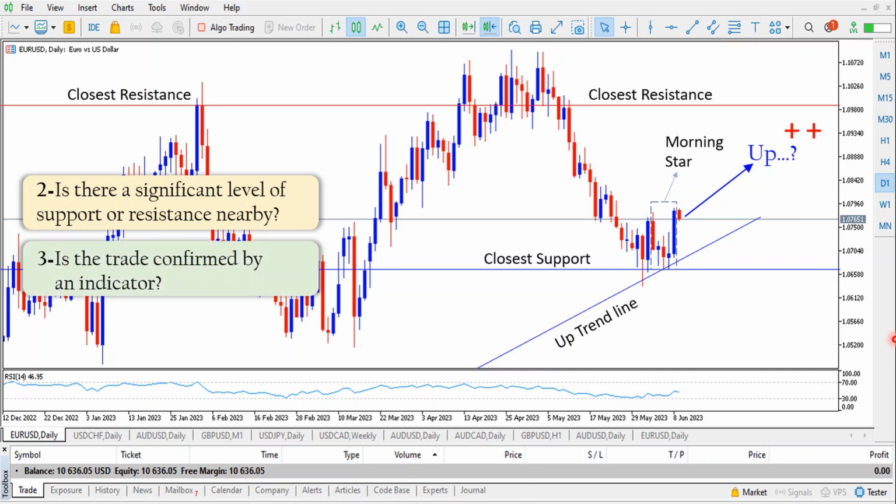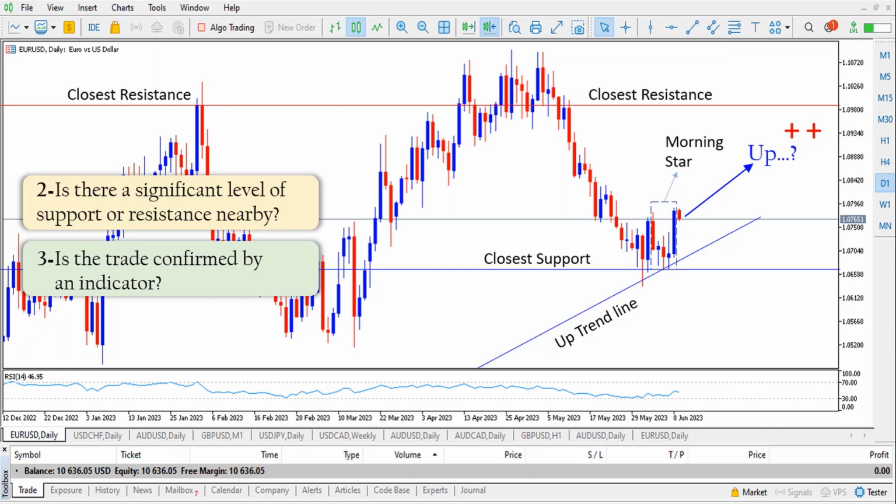Is the trade confirmed by an indicator or not? This is very important. I have to understand whether the trade is confirmed by an indicator or not. I will not rely only on the support and resistance level or only a candlestick. I need to confirm that by an indicator as well, that the next move will be to the upside.